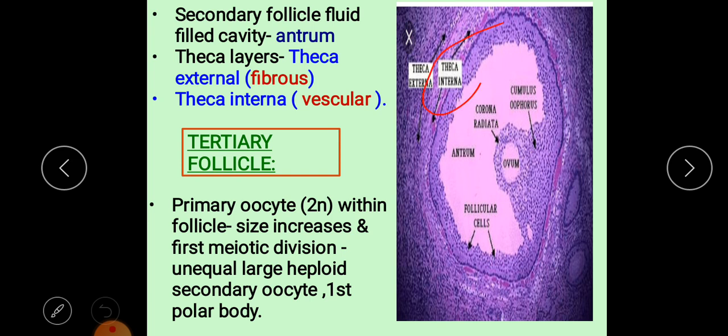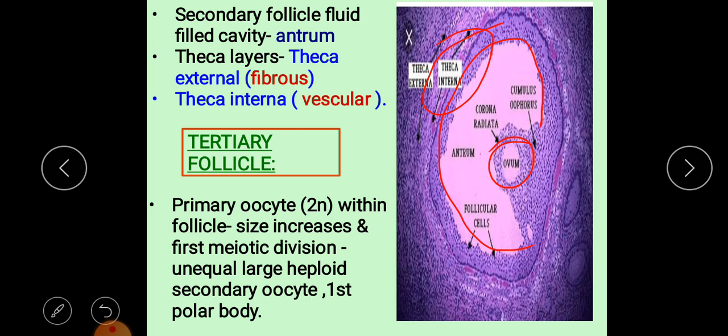Here the thecal formation will be observed, and the ovum inside the oocyte is surrounded by the corona radiata, and also the cumulus oophorus is observed, and some follicular cells develop in the surrounding. A largest space cavity is formed, known as the antrum space, and it is filled with follicular fluid. That follicular fluid is known as the liquor folliculi.